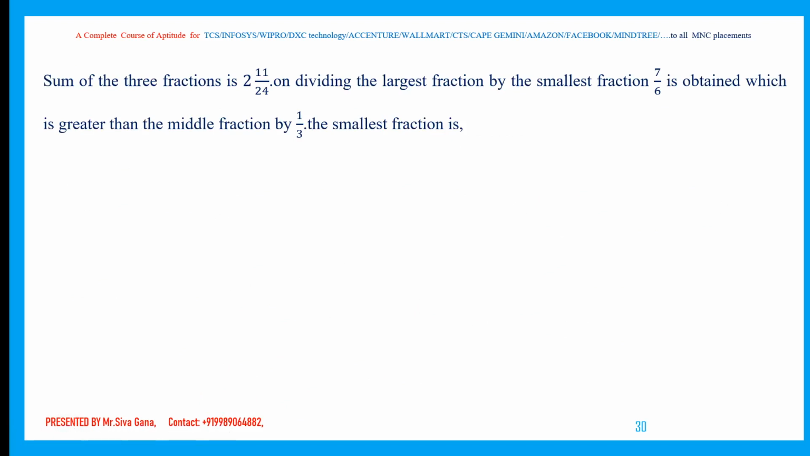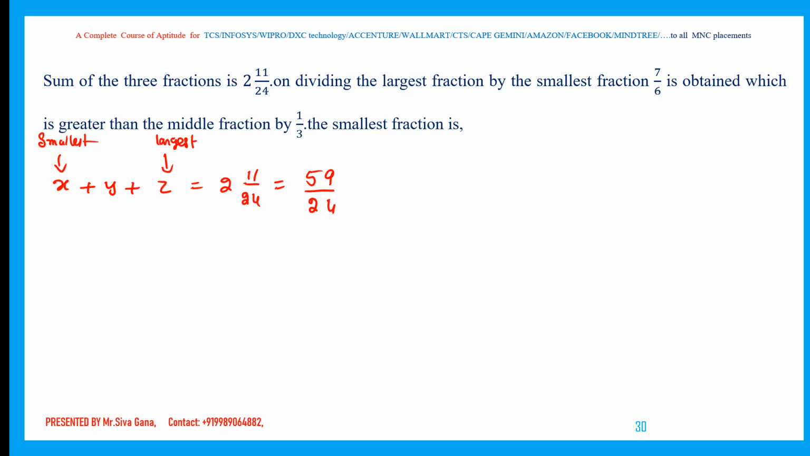Yeah, what is the next question? The sum of three fractions is 2 11 by 24. On dividing the largest fraction by the smallest fraction, 7 by 6 is obtained, which is greater than the middle fraction by 1/3. What was the smallest number? By seeing it the first time, it looks a little bit complicated, but don't worry, it is an easy question. Let us say the three fractions are X, Y, Z, and the sum of the three fractions is 2 11 by 24. 24 twos are 48 plus 11, 59 divided by 24. Let us say the fraction X is the smallest fraction, the fraction Z is the largest fraction, and Y is the middle one.